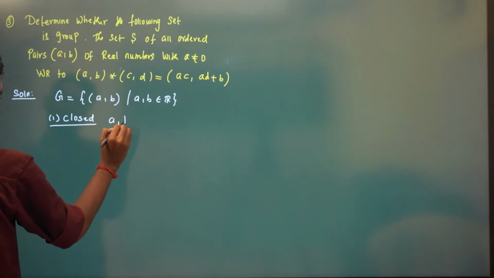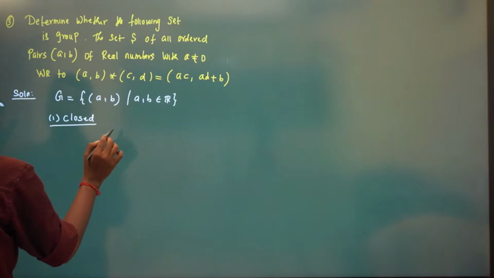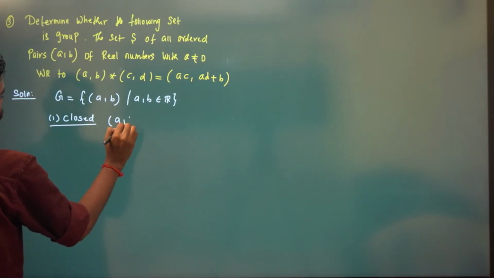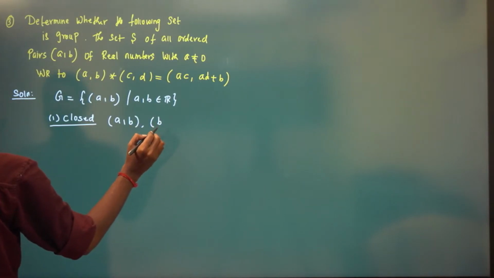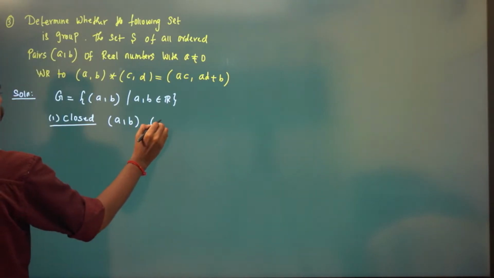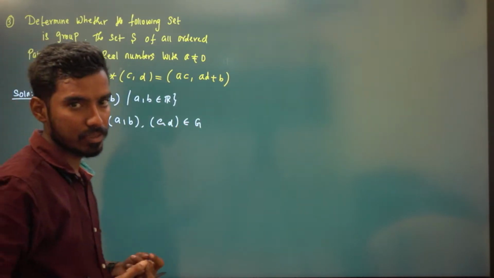So you take any two pairs. Here it is not a single element, right? A single element is a pair here, so you take any two elements, let (A, B) and (C, D), any two pairs belonging to G. You do not take a single element. A single element is a pair here.